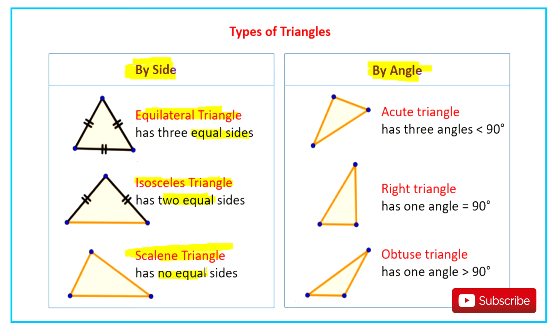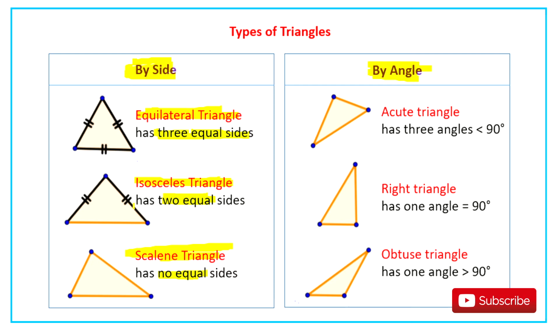If I distinguish a triangle on the basis of sides, an equilateral triangle has three equal sides. Coming to the isosceles triangle, it has two equal sides. The third category, where none of the sides are equal, is called a scalene triangle.